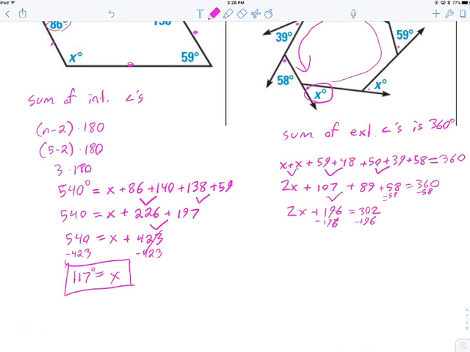We get that that's 2x equals 106. Divided by 2, x is 53 degrees. Okay, so what I'm going to do now is I'm going to jump over to IXL and do some practice problems. If you feel comfortable, go ahead and apply this. If not, stick with us for a little bit.